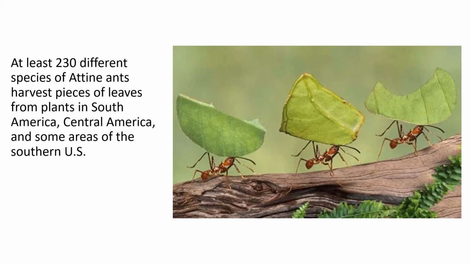There are at least 230 different species of attine ants that harvest pieces of leaves from plants in South America, Central America, and some areas of the southern US. So these are commonly called leaf cutter ants. And you can see them walking around here, in these long trains, each of them carrying a piece of leaf that they've cut out.